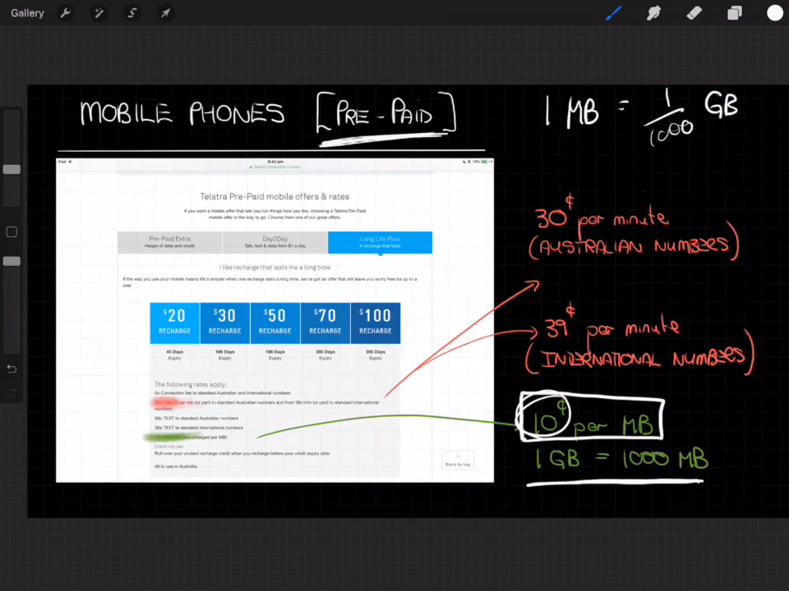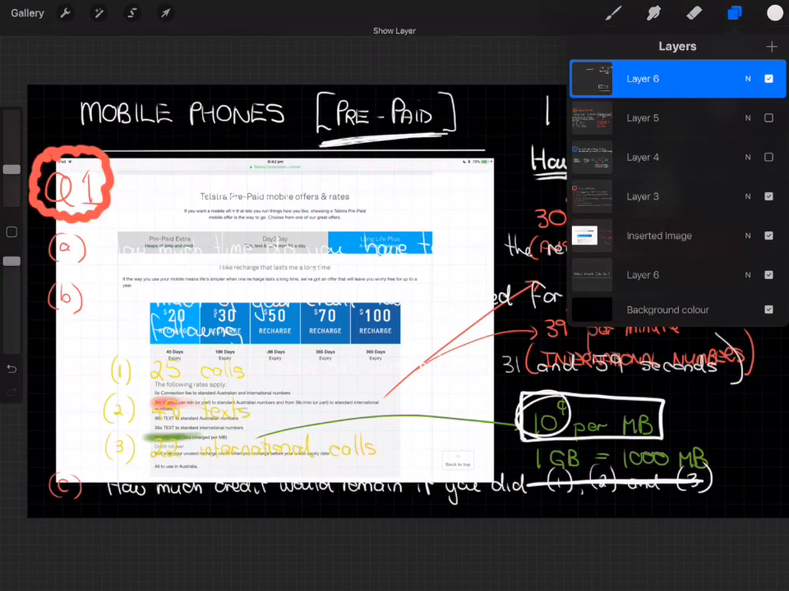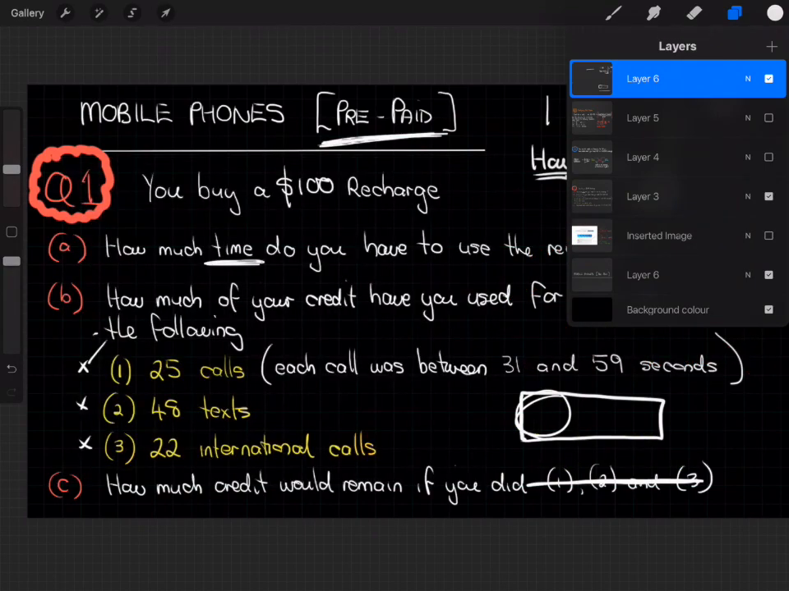So the first question you need to answer is this: at this rate, how much will 1 gigabyte of data cost you? How much will 1 gigabyte cost you? So I want you to work that out. Okay, when you've done that, move on to the next section.